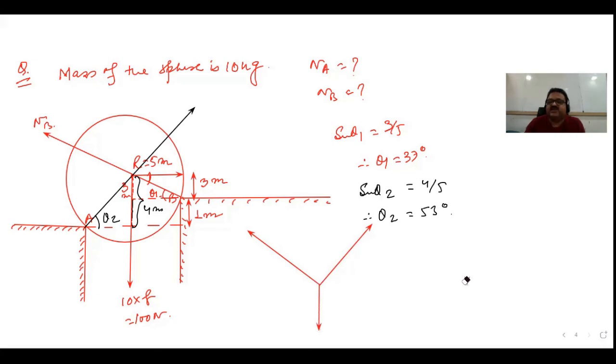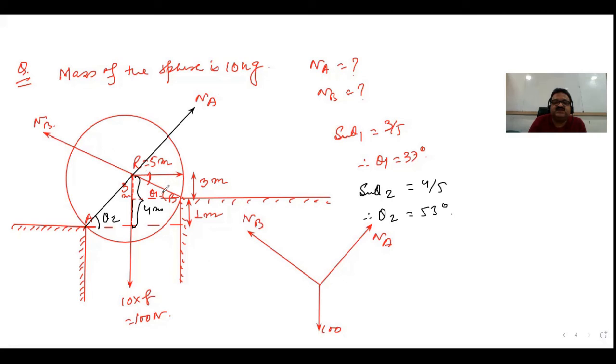If you have seen my last video or videos on equilibrium, there I had shown a technique to calculate the forces in equilibrium, a very easy method, by using Lami's theorem. Here NA, NB, and this is 100 Newton. So we have to find the angle first, correct?